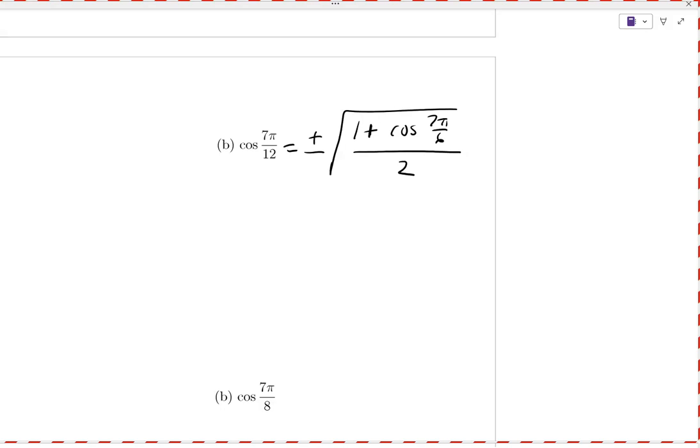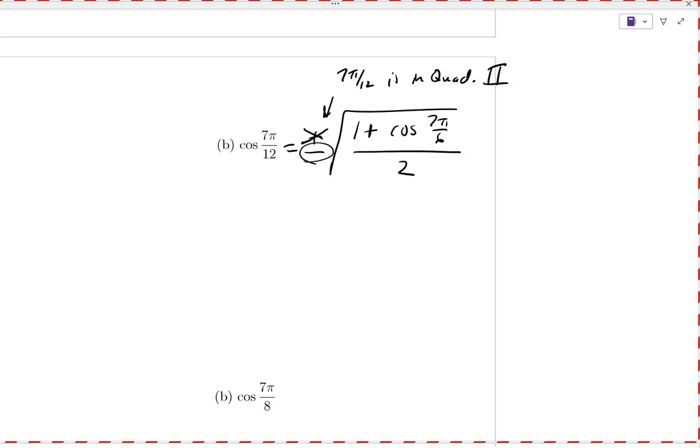So I look back at the input. I look at the 7 pi over 12 and say, what quadrant is 7 pi over 12 in? This is the second quadrant, right? Because pi over 2 would be 6 pi over 12. We're just a little past that. If we're in quadrant 2, is the cosine positive or negative? Negative, right? So I don't want the positive, I want the negative value. And this is because 7 pi over 12 is in quadrant 2.